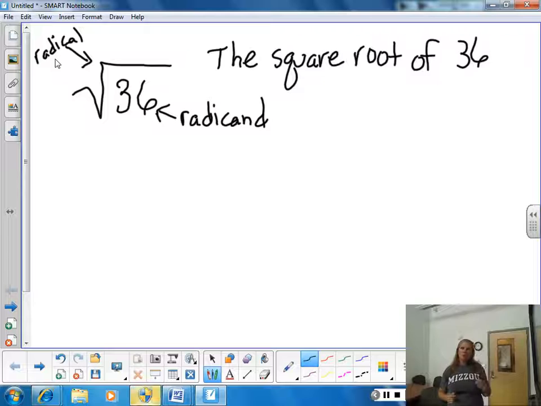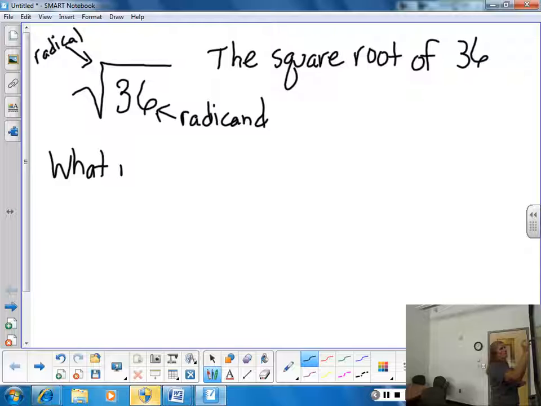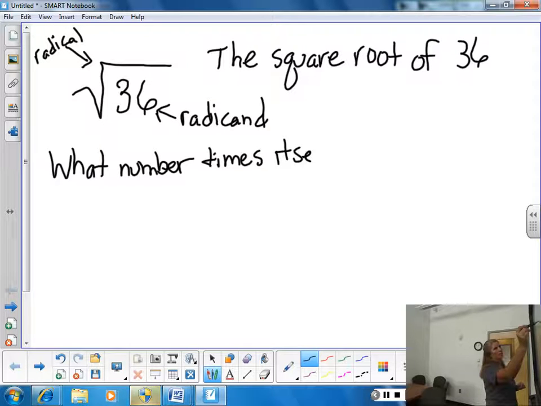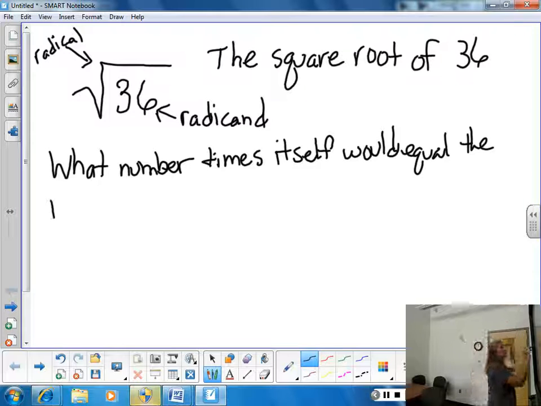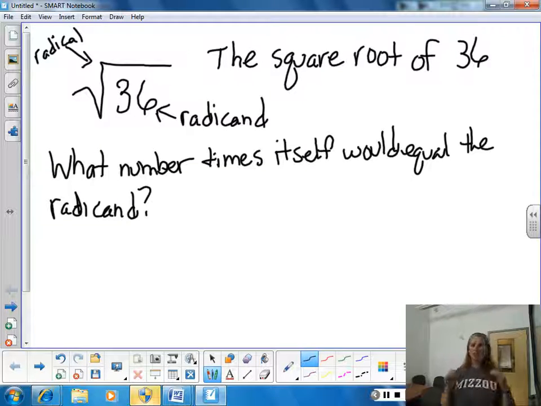When you see the radical sign, it's asking you a specific question. What's the question that it's asking you? It's asking you this. What number times itself would equal the radicand? That's the radical question. What number times itself would equal the radicand?